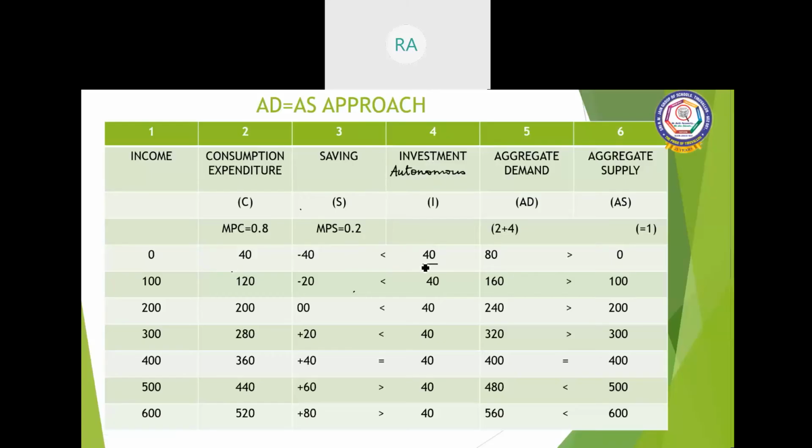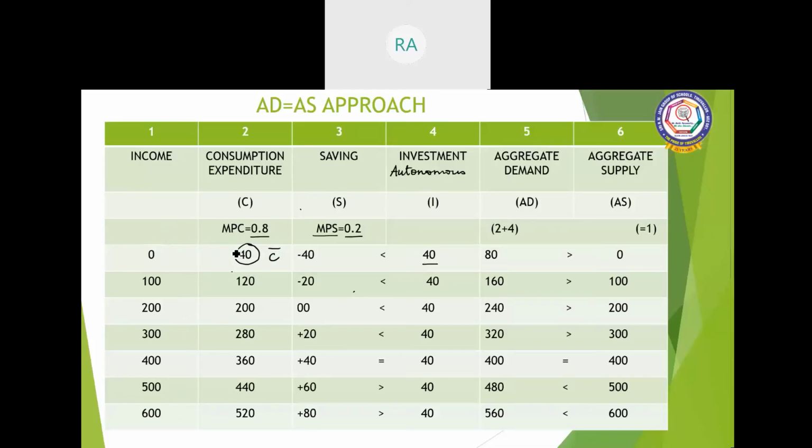Autonomous investment is 40 crores and the MPC is 0.8. 1 minus MPC is MPS, and that is 0.2, because 1 minus 0.8 is 0.2. The autonomous consumption is rupees 40 crores. You can see here that at zero level of income the consumption expenditure is 40 crores. So this is autonomous consumption expenditure. Now let us calculate consumption expenditure for the remaining levels of income.